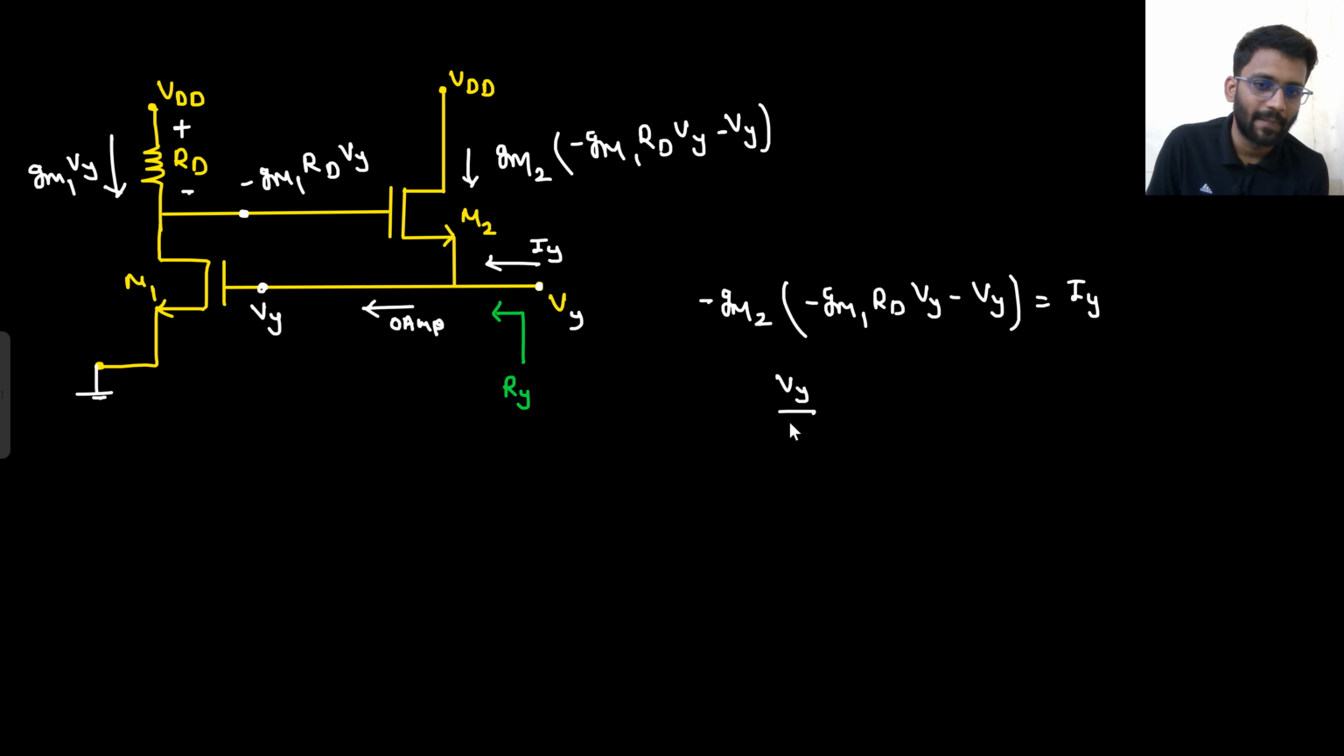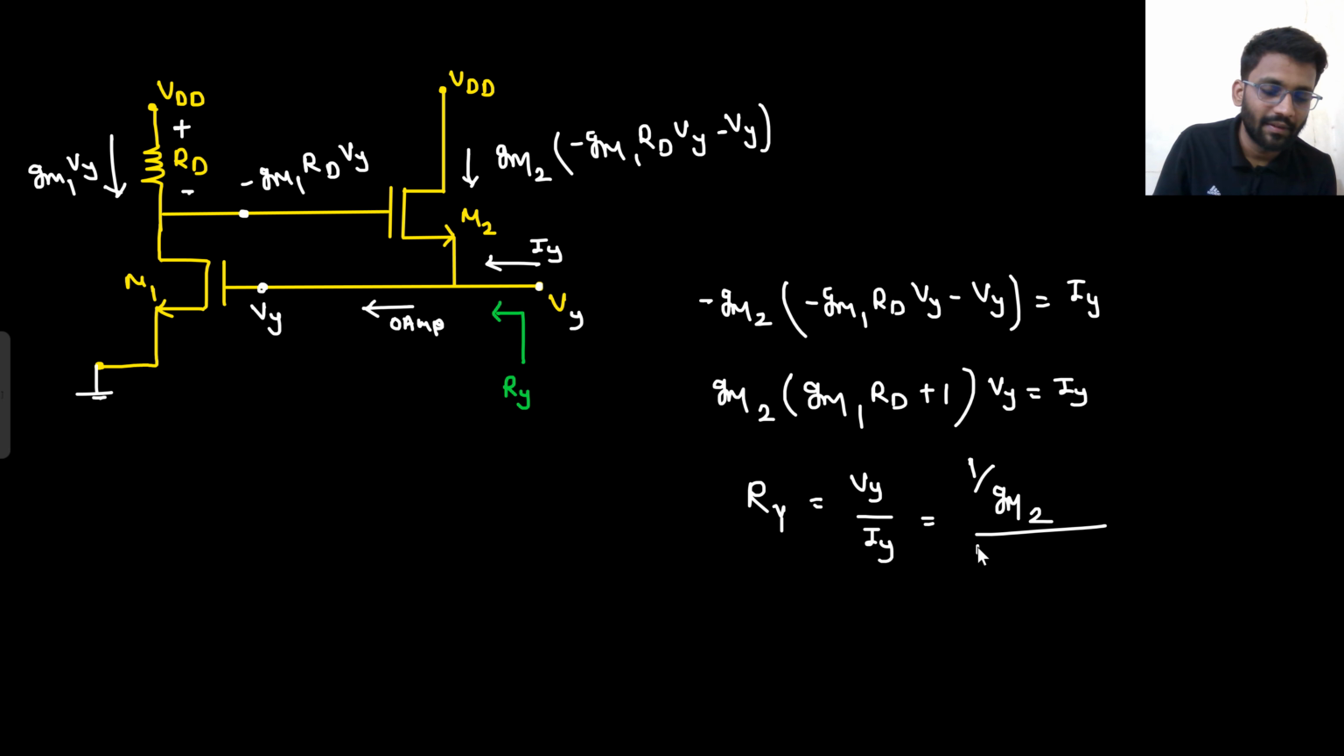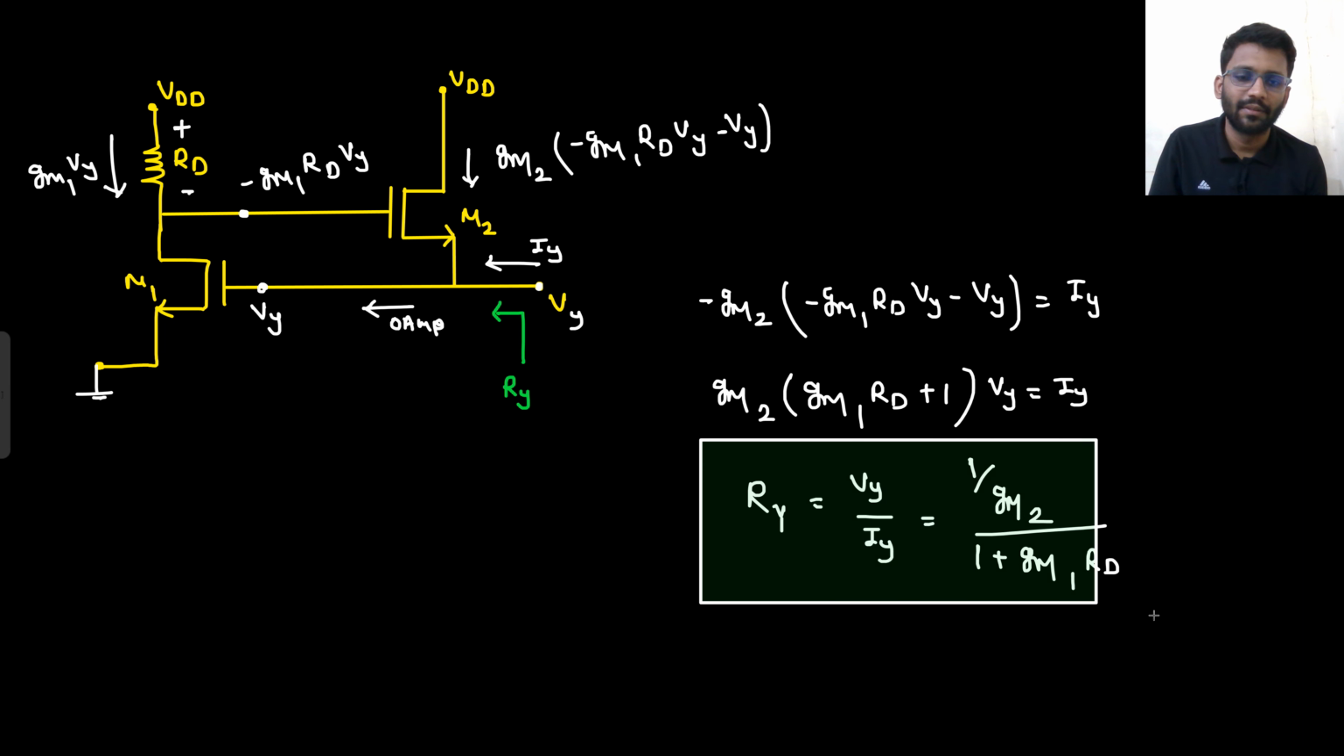So what will be your Vy by Iy? That is your R naught, or Iy. Sorry, that is your Ry. That is equal to, okay, better solve it. What you are getting here: GM2 is there, then GM1 RD plus 1 into Vy is equal to Iy. So what will be your Ry? That would be equal to Vy by Iy, which is 1 by GM2 divided by 1 plus GM1 RD. Right? Well and good. This was your Ry.